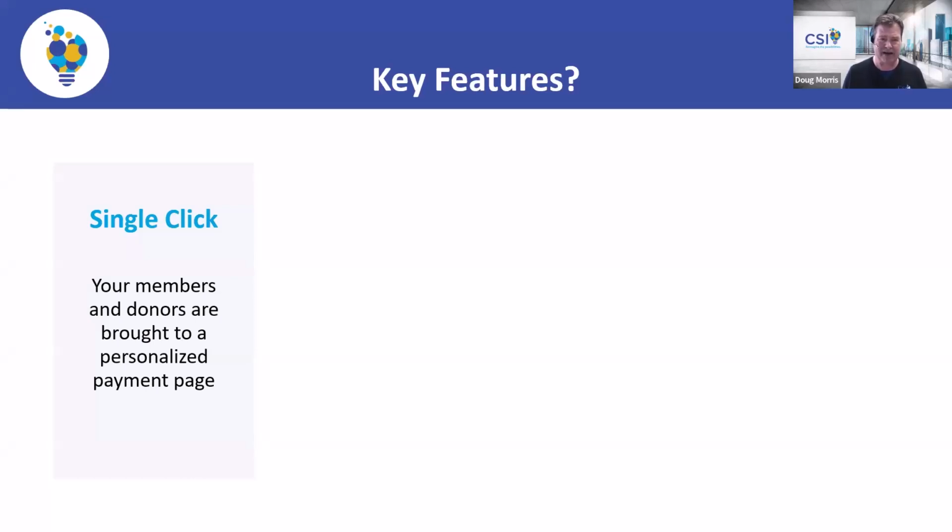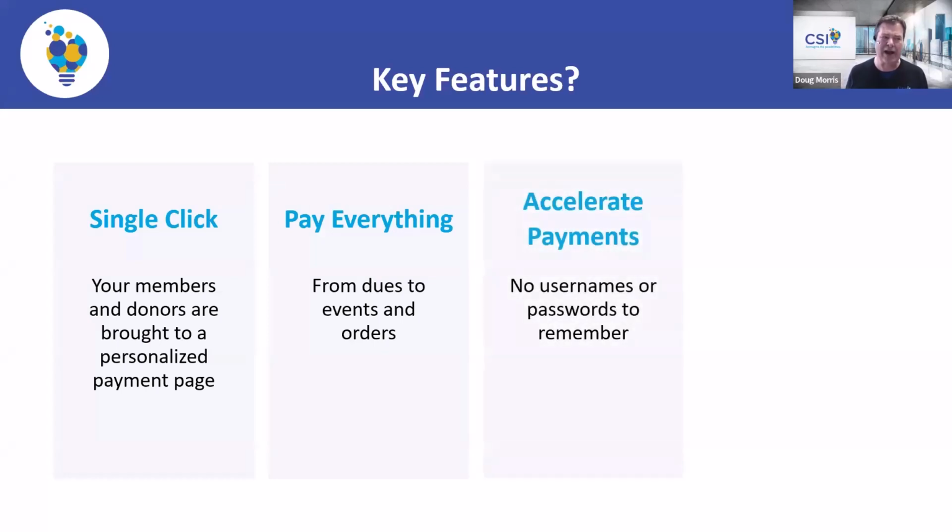And from there, you could allow them to pay their dues, events, orders, whatever you want them to pay, and it goes on that. And think about how quick this is, right? Since they don't have to remember usernames or passwords or anything like that, you're going to get your money instantly.